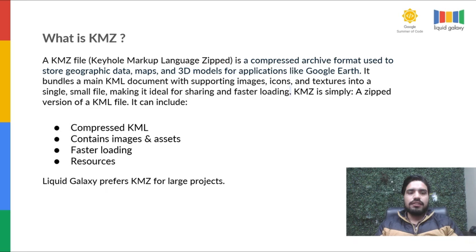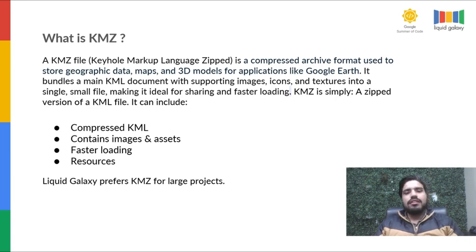So next is what is KMZ. KMZ stands for KML Zipped, and it is a compressed format used to store geographic data, maps, and 3D models for applications like Google Earth. Basically, you can say that it is simply a zipped version of a KML file, and it bundles the main KML document with supporting images, and it is ideal for sharing and faster loading. It includes compressed KML containing images and assets, faster loading resources, etc.